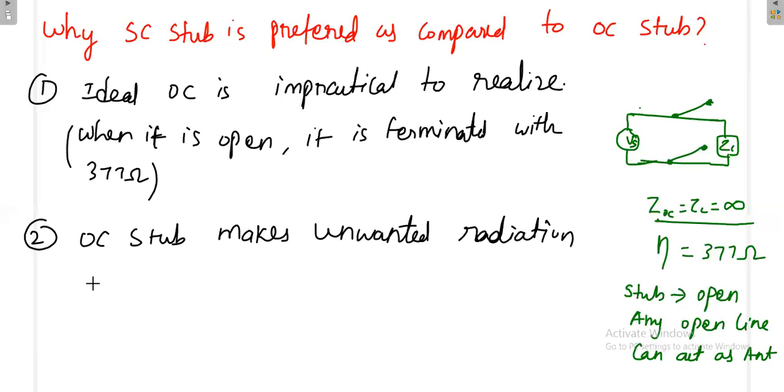Because any open circuit line can act as an antenna. Okay, this is the reason. Next we will go for Smith chart.